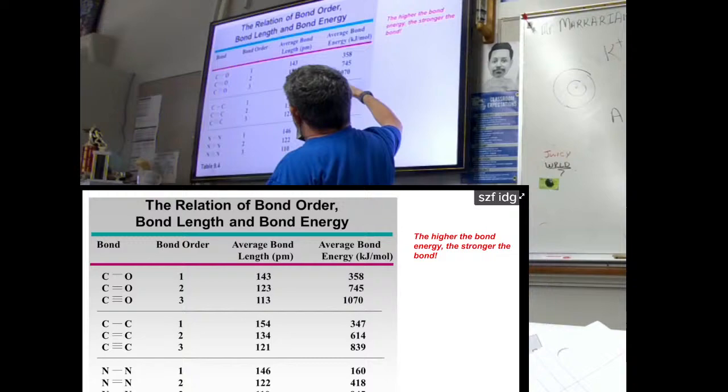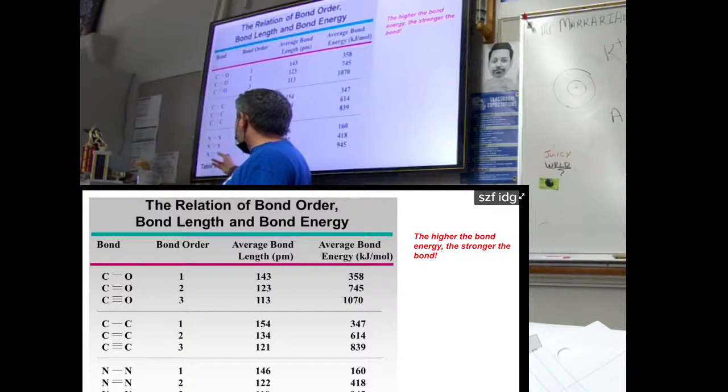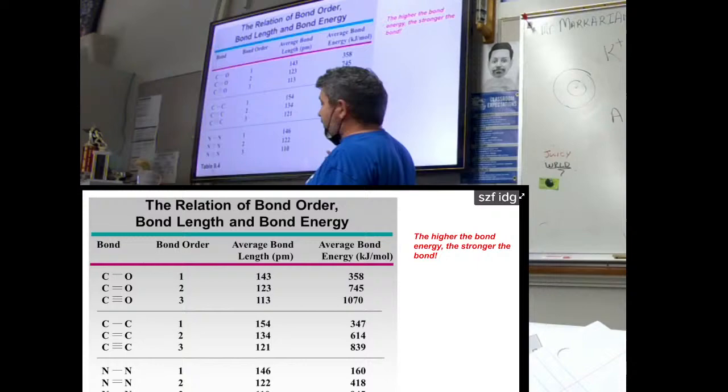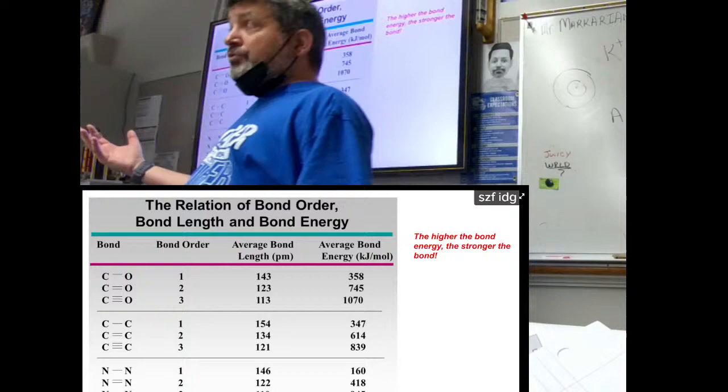Nitrogen, N2. It's got a bond length of 110 and 940. It takes 945 kilojoules per mole to get N2 apart. Our bodies can't process nitrogen gas, even though our air is close to 80% nitrogen.